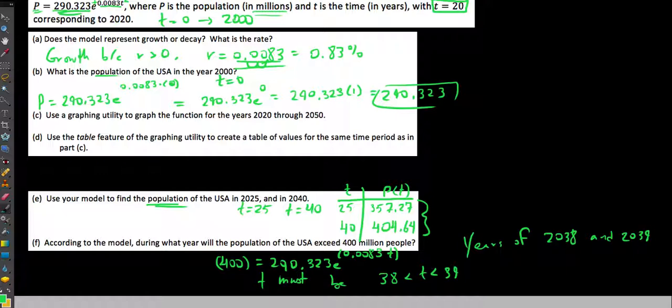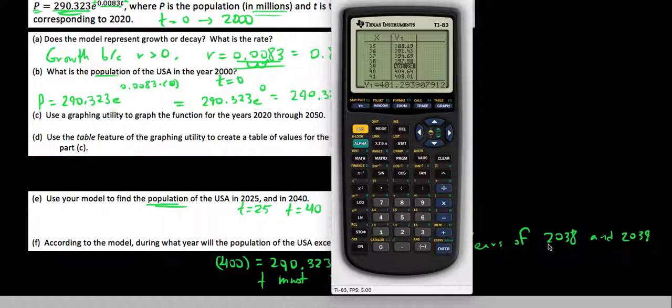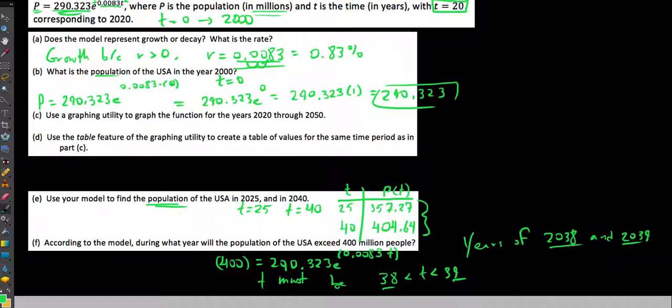Just because you're getting time values when we read our calculator doesn't mean you don't have to answer the question of in what years this will happen. Okay? Cheers.